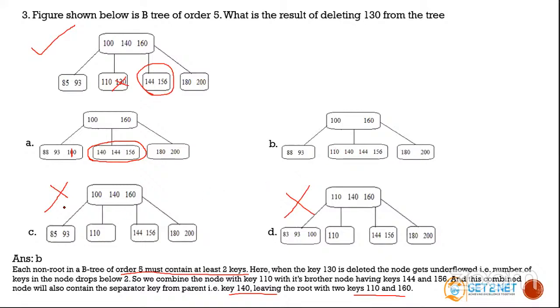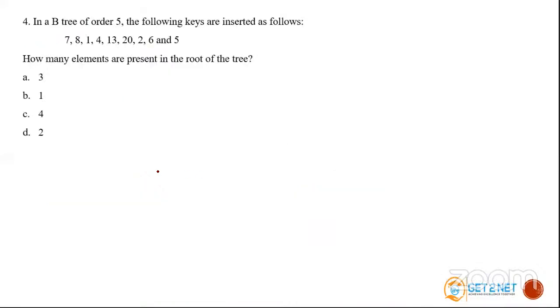That's it, nothing else. These two cannot happen because it is an underflow condition. It cannot be 1 key. At least 2 keys should be there. It cannot be 1 key. So this is the thing. So the answer is B. So let's move on.